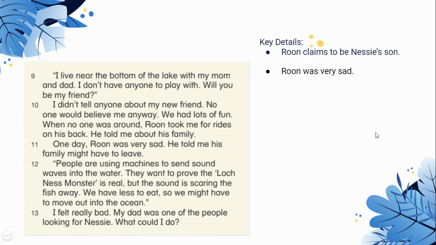But then in paragraph 13 we read, "I felt really bad. My dad was one of the people looking for Nessie. What could I do?" So Robbie feeling bad is a key detail to the theme.